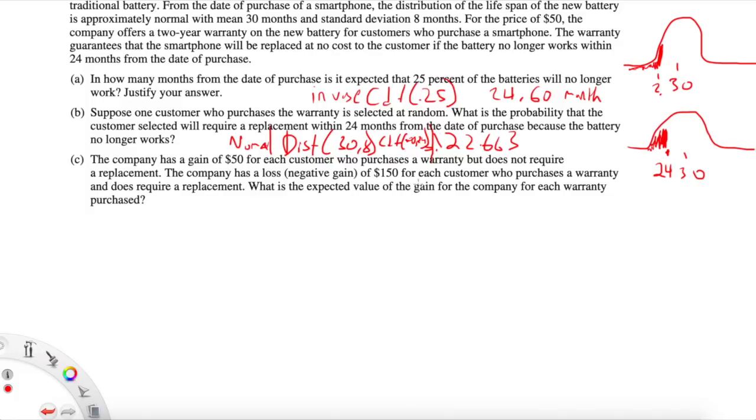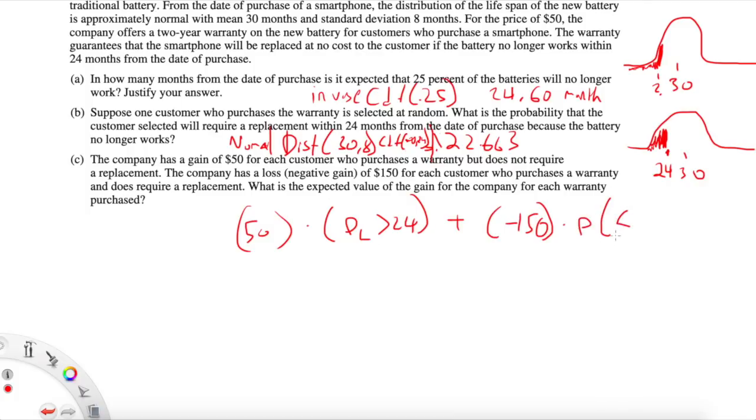So what is the expected value of the gain for the company for each warranty purchased? And so the expected gain is going to be each value multiplied by its probability. That's just what you're going to expect the average gain to be for each value. And so that's going to be 50 times the probability that the lifespan is greater than 24, plus here you're going to lose $150 times the probability that the lifespan is less than or equal to 24.